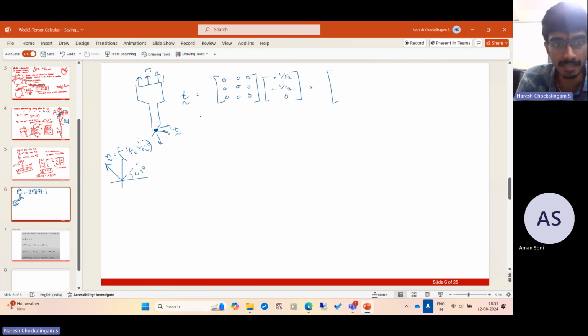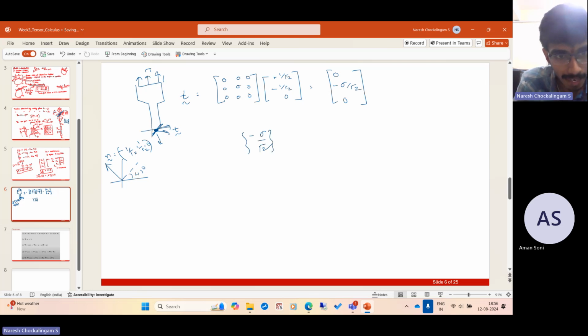So what is this? The traction vector at this point on a plane passing at 45 degrees is, just do the multiplication. First component is 0. Second component is minus sigma by root 2. And the third component is 0. So this means at this point, if this is the distribution on this plane, the force intensity on this plane at this point is just minus sigma by square root of 2 in the y direction.